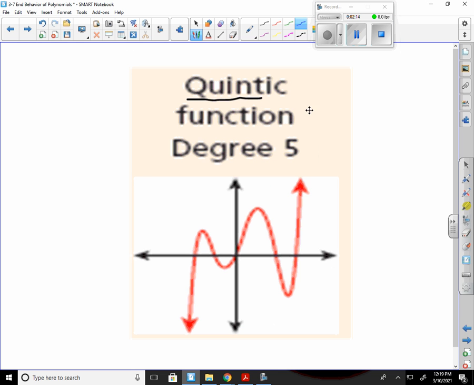Next is a quintic function. This is my favorite one, and it has a degree of 5. Anybody? Yeah, quint. It's kind of like my name.